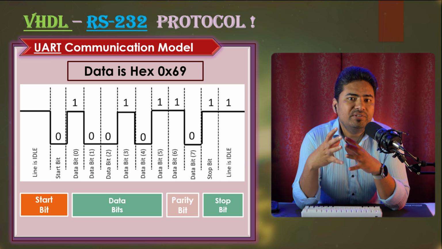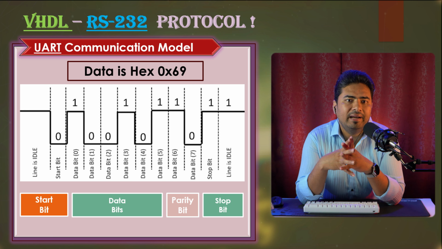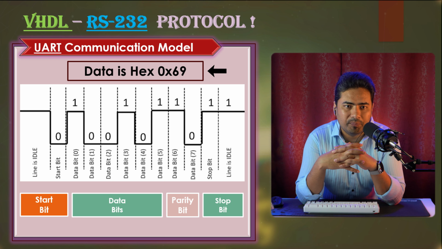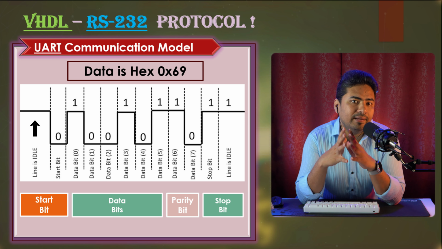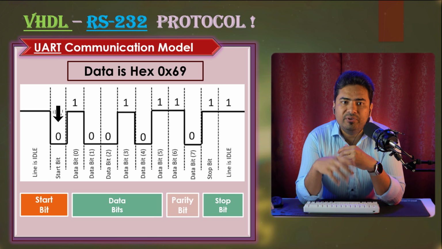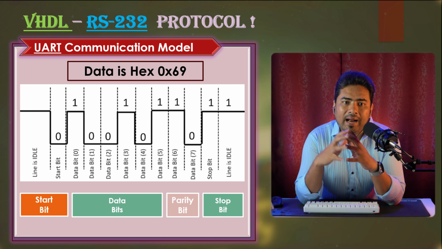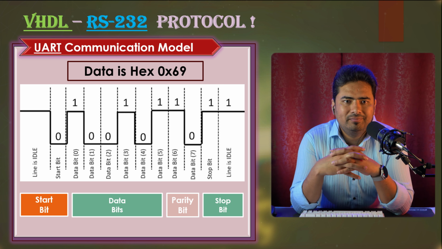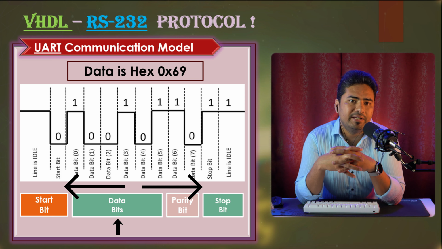Now let's understand this with one simple example. So in this example, we are sending hex data 69 over this RS232 protocol. So at the beginning, you can see that the RS232 line is idle and it is logical high. Next, we have start bit. So this is logical 0 here, and it will indicate that new data is ready for transmission. Next, we have data bits. So in our case, it is 8-bit data.